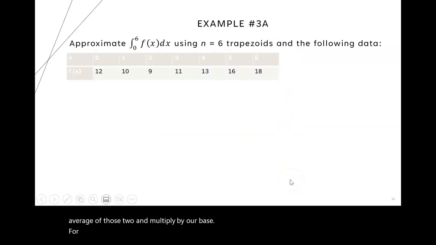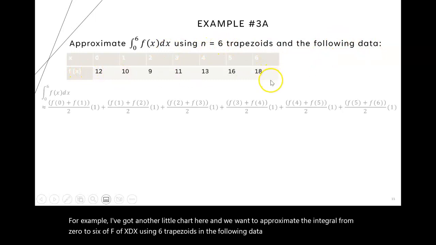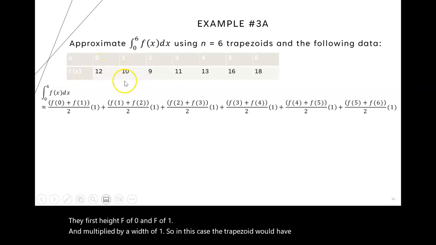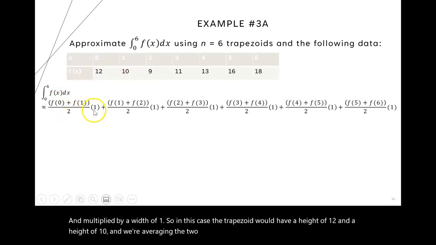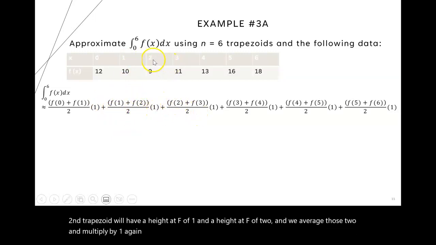For example, I've got another little chart here, and we want to approximate the integral from 0 to 6 of f of x dx using 6 trapezoids in the following data. So to set it up, what we're going to say is that we're going to average the first height, f of 0 and f of 1, and multiply by a width of 1. So in this case, the trapezoid would have a height of 12 and a height of 10, and we're averaging the two of those, and then multiplying by a width of 1. The second trapezoid will have a height at f of 1 and a height at f of 2, and we average those two and multiply by 1 again. So notice I'm just taking the heights at each of the endpoints and averaging the two of them.